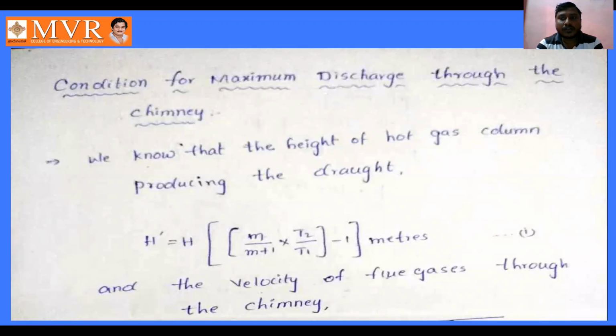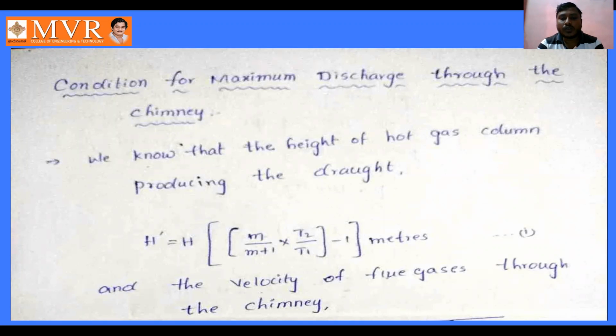When we derived the equation for the height of the chimney, we got H dash is equal to H into m by m plus 1 into T2 by T1 minus 1. This is the equation we got. Hence, for deriving the condition for maximum discharge through the chimney, here we are using the height equation H dash is equal to H into m by m plus 1 into T2 by T1 minus 1.